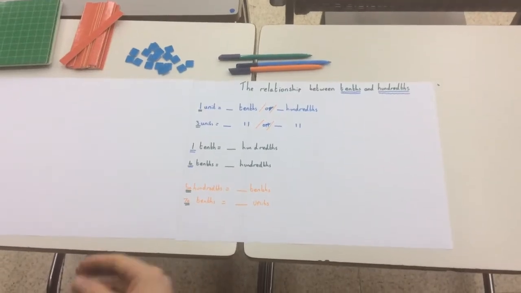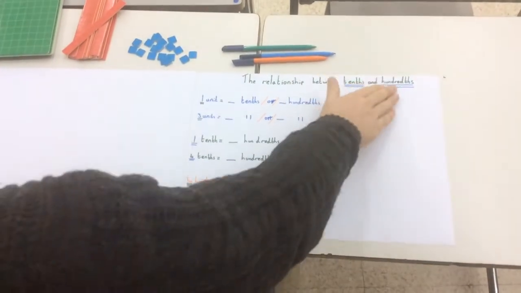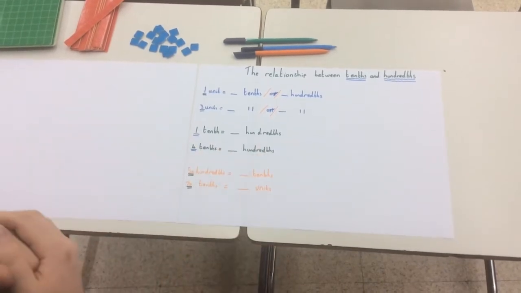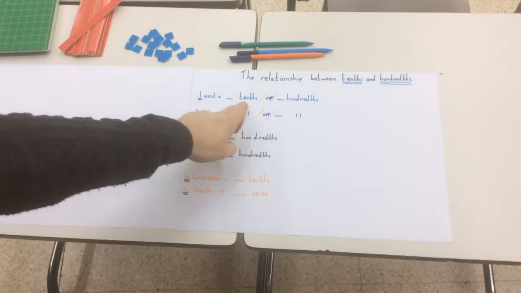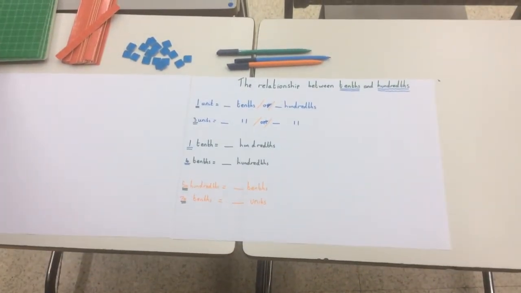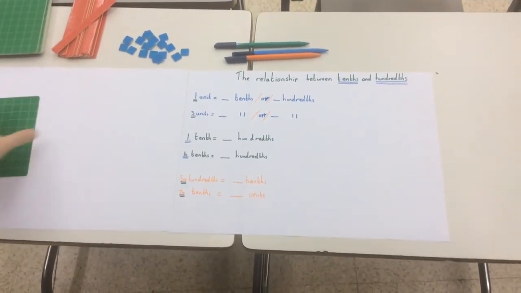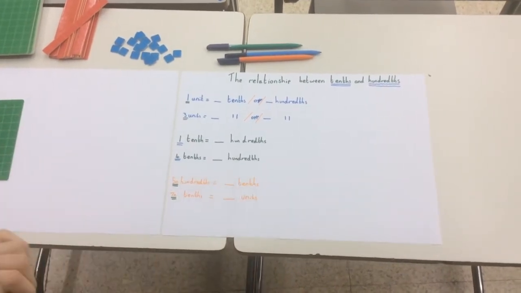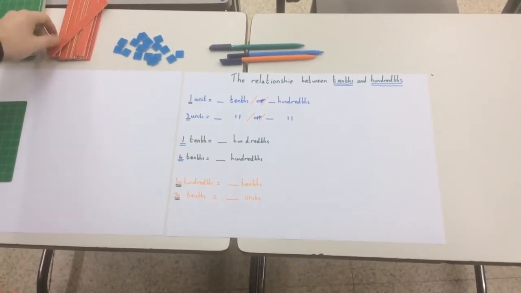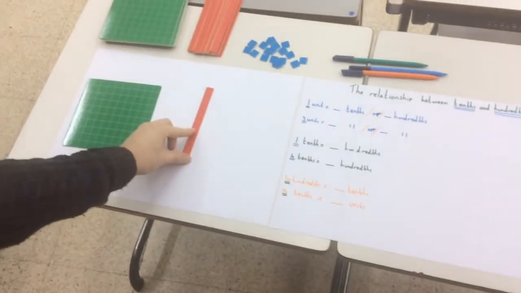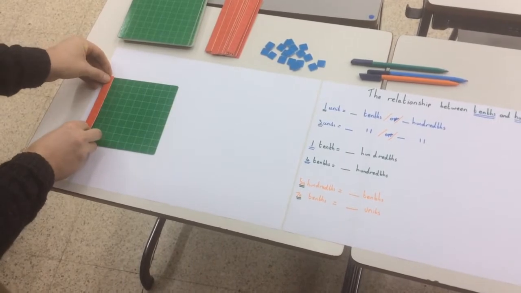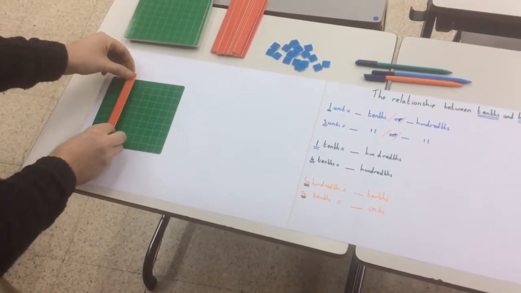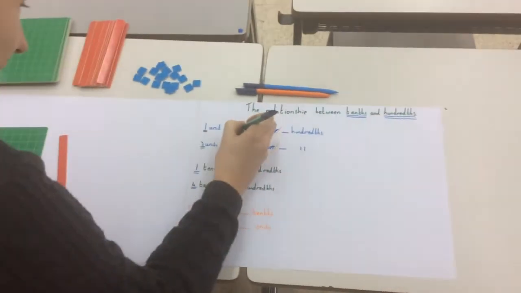We're going to now look at the relationship between tenths and hundredths and how they work together. Okay, so let's look at this first thing. It says 1 unit. Well, how many tenths is that, and how many hundredths is that? So if we think of this as 1 unit and this is a tenth, well, the clue is in the name. In 1 unit there are 10 tenths. So 1 unit is 10 tenths.